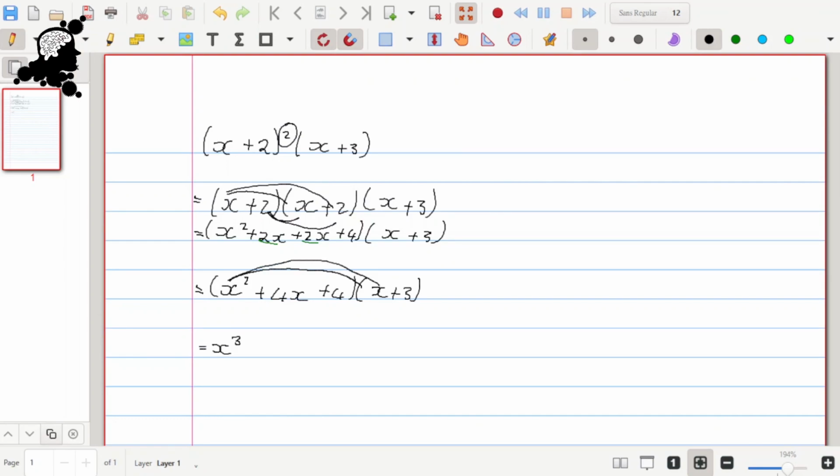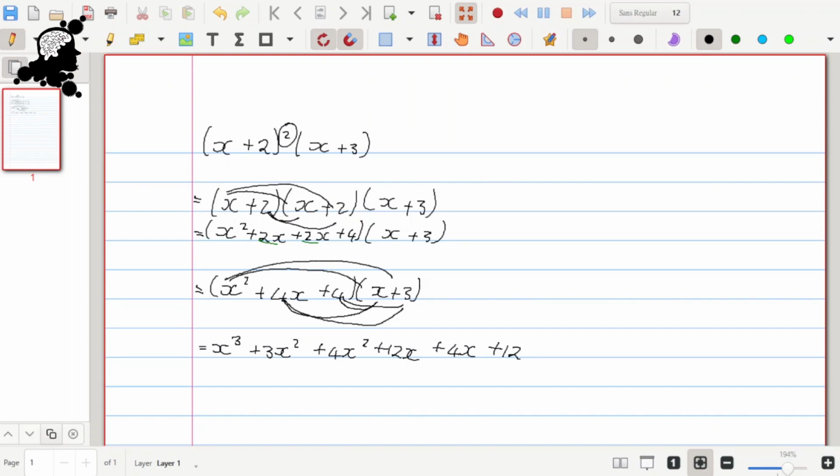x squared times 3. This will give me 3x squared. Next, 4x times x. This is going to give me 4x squared. Then 4x times 3. This is just going to give me 12x. Lastly, I have to say 4 times x. This is going to give me positive 4x. Then 4 times 3. This is going to give me positive 12.